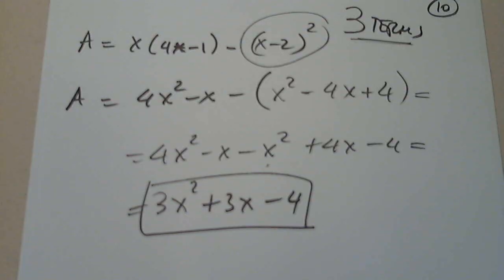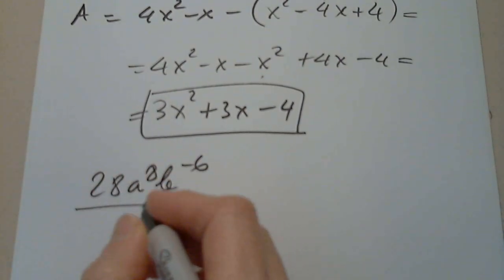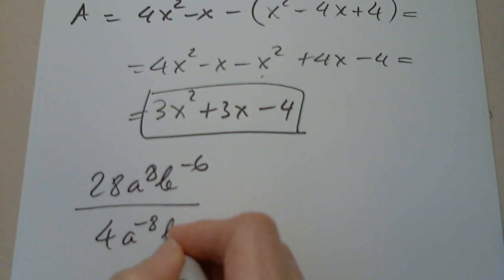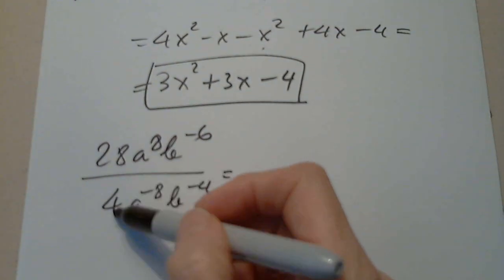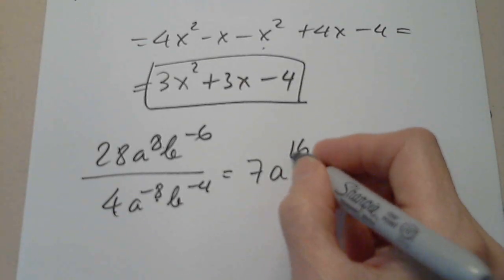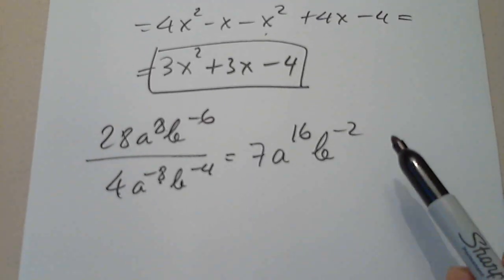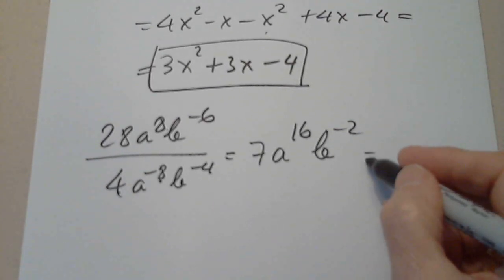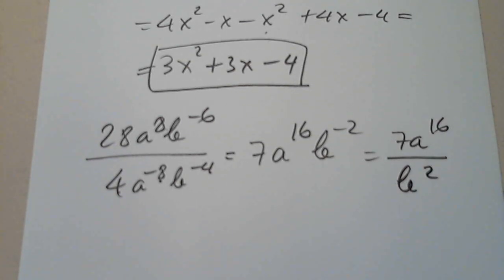Yes. So 28 a to the 8th b to negative 6 over 4a to negative 8 b to negative 4. 28 divided by 4 is 7. A to the 8th divided by a to negative 8. Copy the base and subtract the exponents. But since this still has a negative exponent, it has to go to the denominator. And that's it. There is nothing else we need to do here.